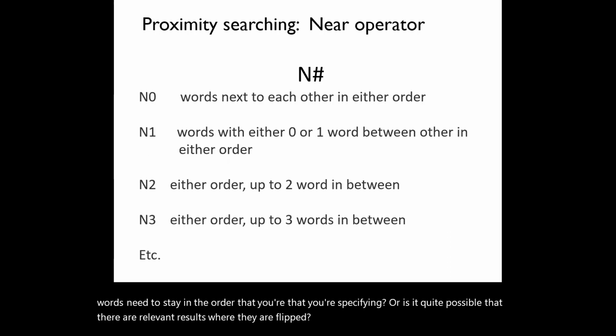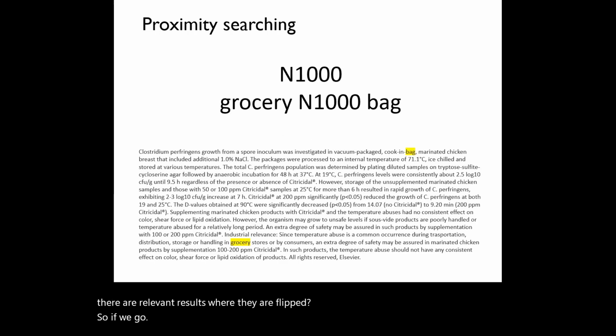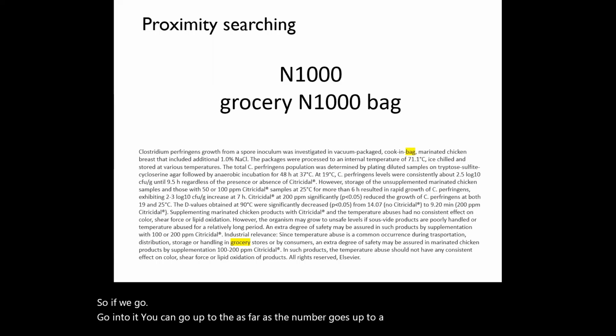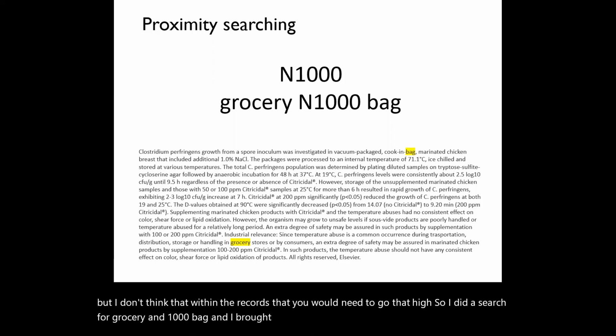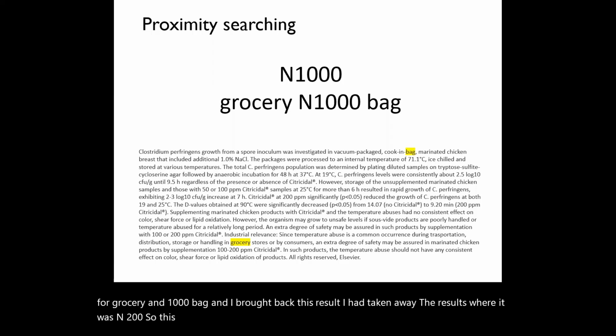So if we go into it, you can go up to, as far as the number goes, up to 1,000 and maybe even beyond. But I don't think that within the records you would need to go that high. So I did a search for grocery N1000 bag, and I brought back this result. I'd taken away the results where it was N200. So this is somewhere more than 200 words apart from each other, where it's cook and bag at grocery stores.